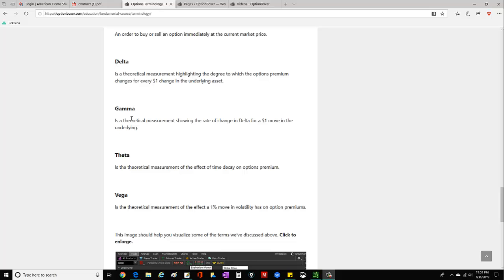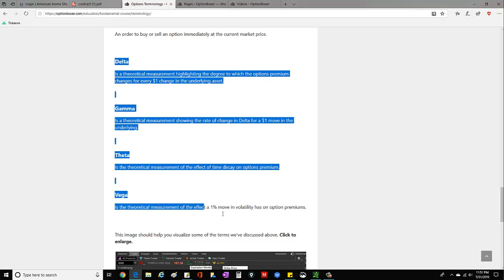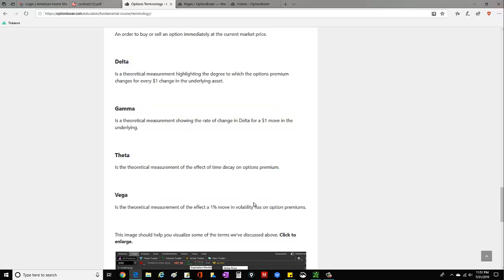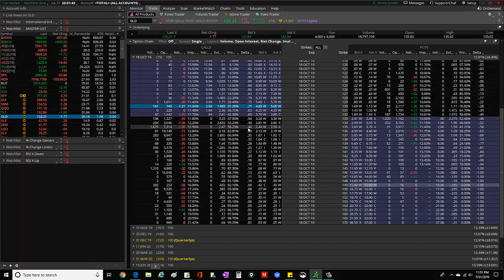Honestly, I don't use them as much anymore as I used to. But they are good measurements to kind of identify where your overall portfolio is. And really and truly, Theta and Vega kind of take the lead here for me, but they are all important. So I'll just read them in order. Delta is a theoretical measurement highlighting the degree to which the option's premium changes for every $1 change in the underlying. So basically what that says, and you can see I've got Delta pulled up here.